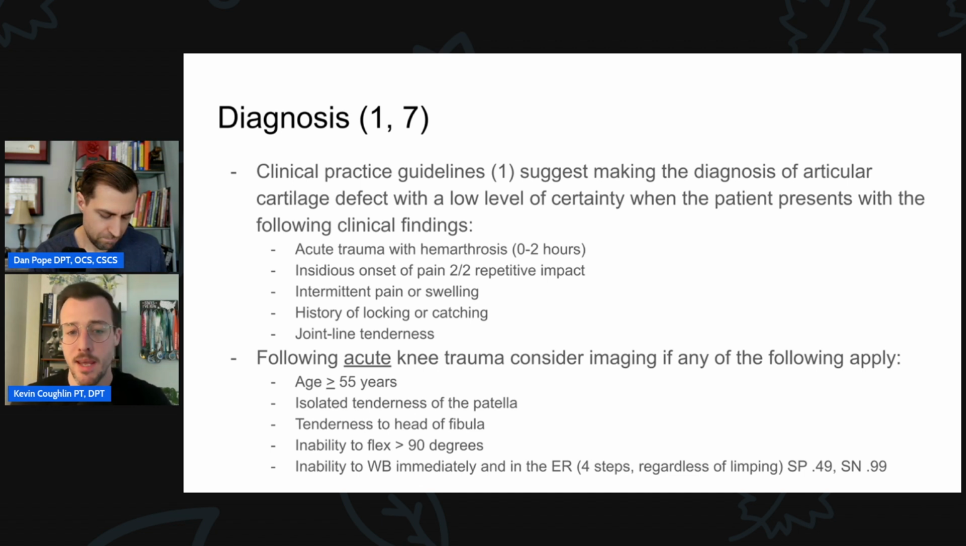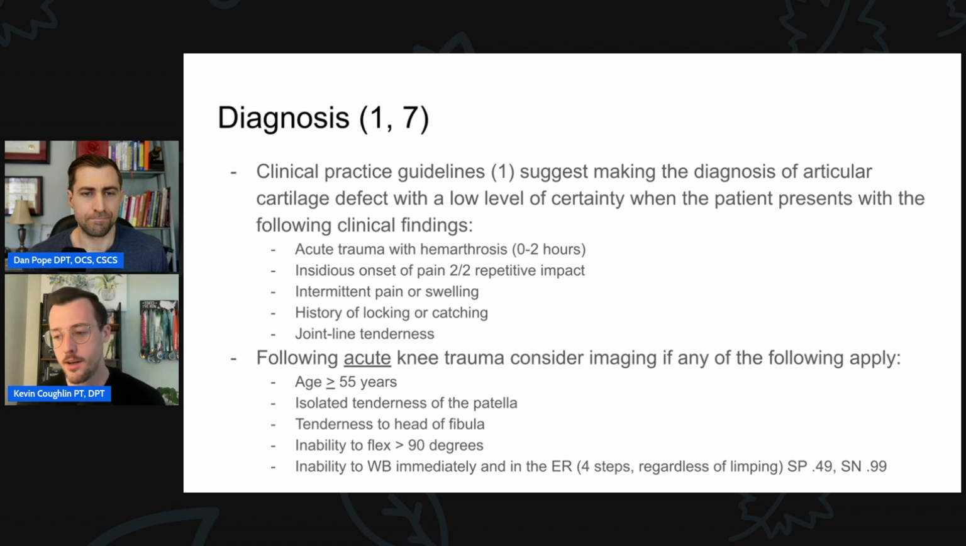They get intermittent pain and swelling or a history of locking and catching. So some type of mechanical symptoms often accompanied with swelling and joint line tenderness. So I'm pretty sure everything I just said, like you had pointed out, is in line with a meniscal injury as well. So kind of hard to differentiate there. And then they threw this in.